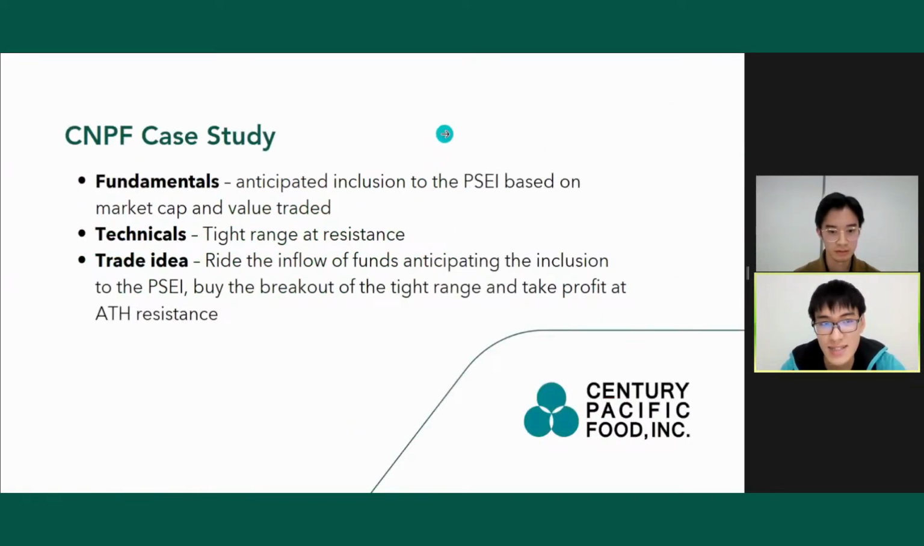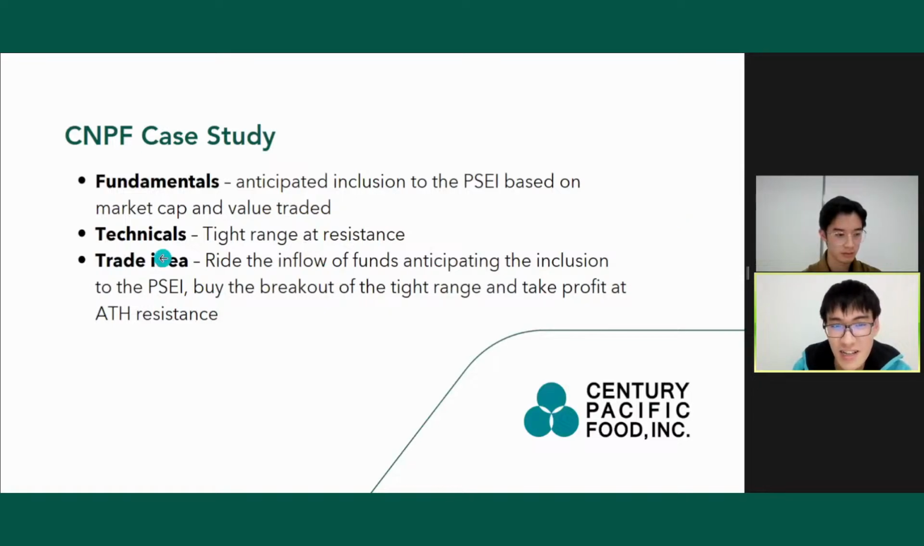Let's look at CNPF, Century Pacific Food. So here, the fundamentals: this is the anticipated inclusion to the PSCI based on market cap and value traded. These are the types of trades that I really love to trade. Based on my trading journal, I really love to trade the stocks for rebalancing. So yeah, this is sort of my favorite setup.